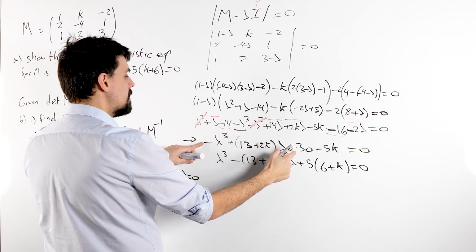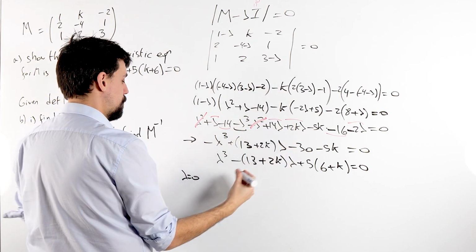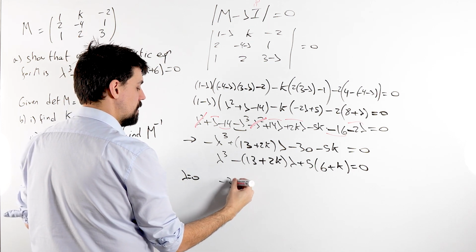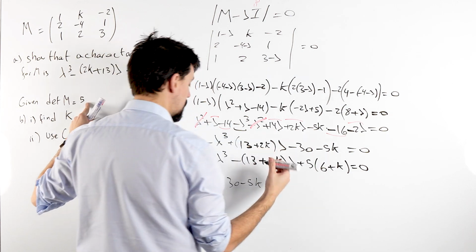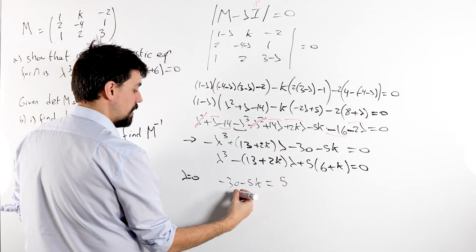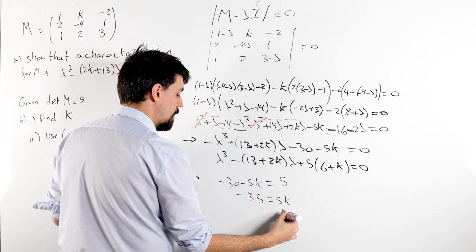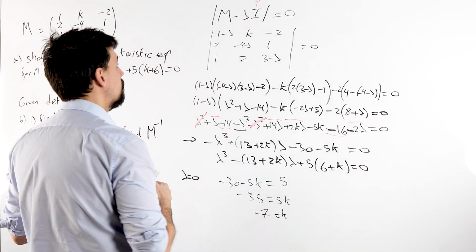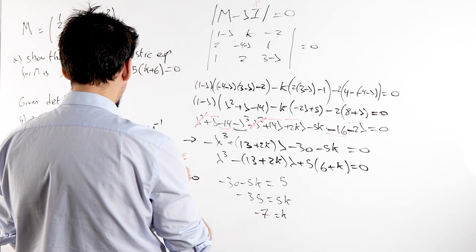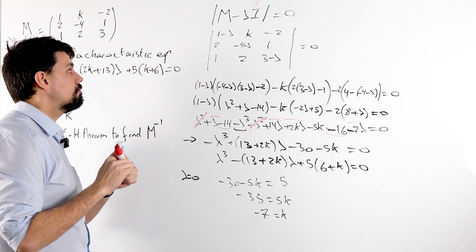But at this point, all I've done is the determinant. So that is my expression: minus 30 minus 5k. What are we told the determinant is? It's 5. So what does that tell me? Minus 35 is 5k. It tells me that k is minus 7. Okay, k is minus 7.